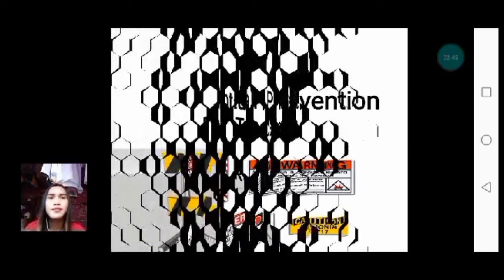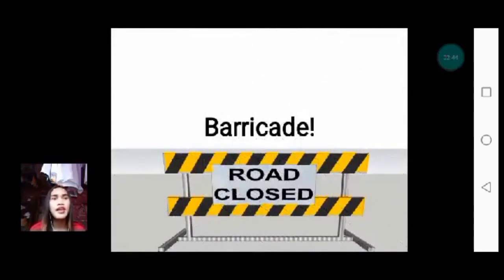Next is the barricades. We all know that this sign is very familiar to us, especially in the road area. If you see that sign, it means you don't really want to go there because it is a closed area or has a barrier. Barricades are meant to stop people from going where they want to go.